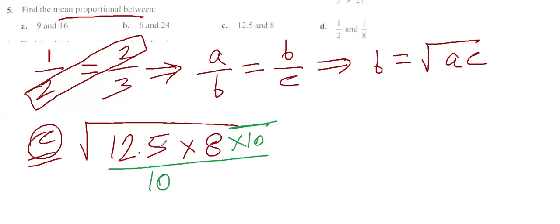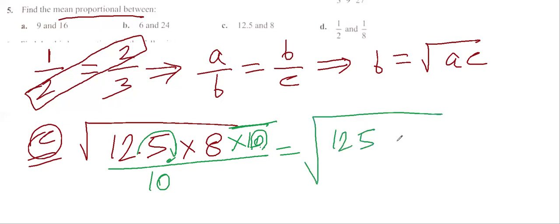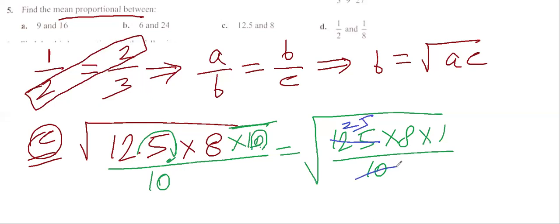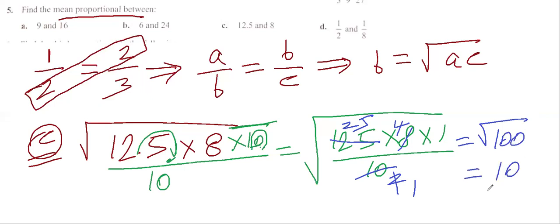So when I multiply by 10, what will happen? This decimal point will shift here, and from here this decimal point will shift here. And then what I will get? I will get 125 into 8 into 1 divided by 10. Now here you know that 5 2s are 10, 5 5s are 25, 5 2s are 10, 2 1s are 2, 2 4s are 8. 25 into 4 is 100 and square root of 100 is 10. So this is your mean proportional.